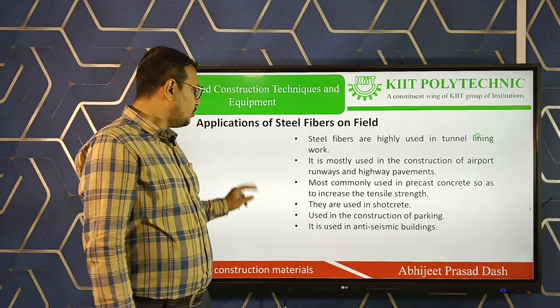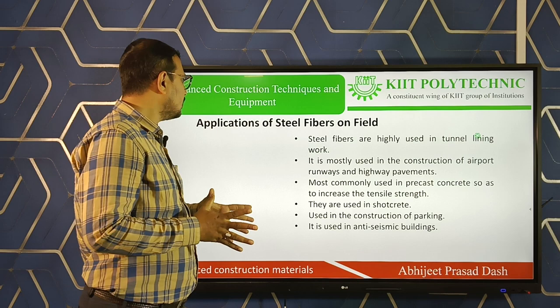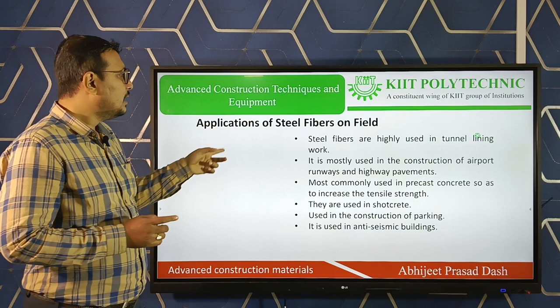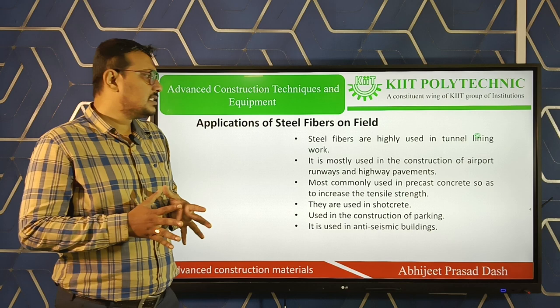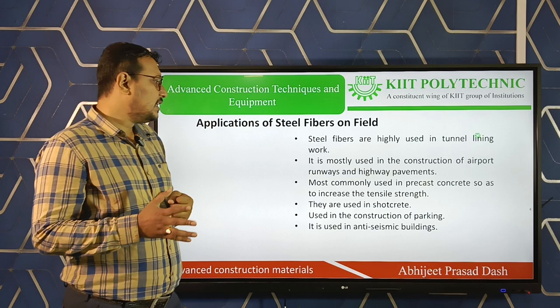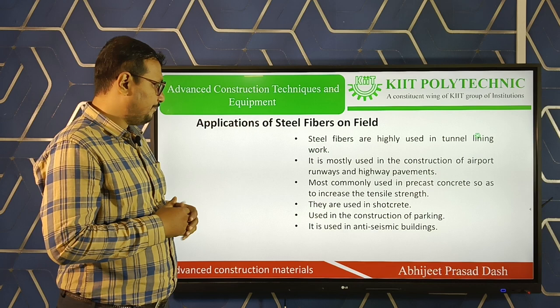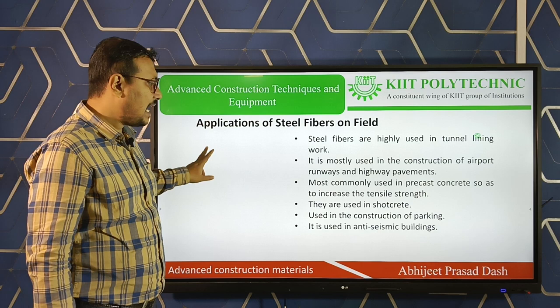So steel fibers are highly used in tunnel lining work. The applications of steel fiber: in tunnel lining work, the steel fibers are more frequently used. It is mostly used in the construction of airport runways, highway pavements, etc. Most commonly used in precast concrete so as to increase the tensile strength of precast concrete. They are used in shotcrete, in the construction of parking areas. It is used in anti-seismic buildings.